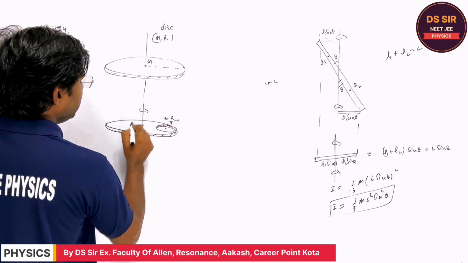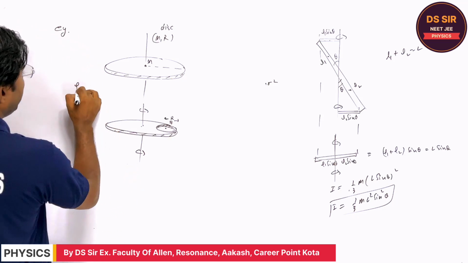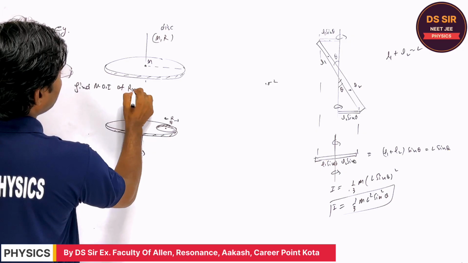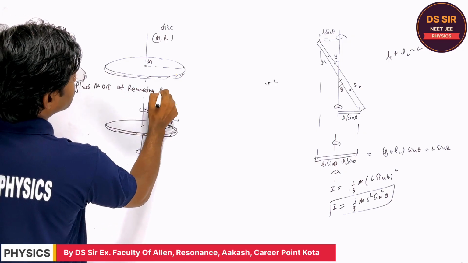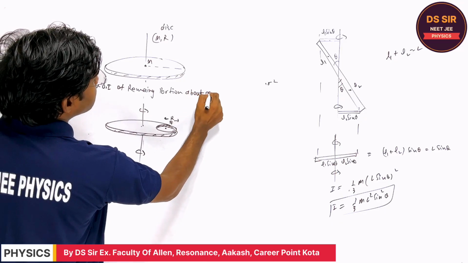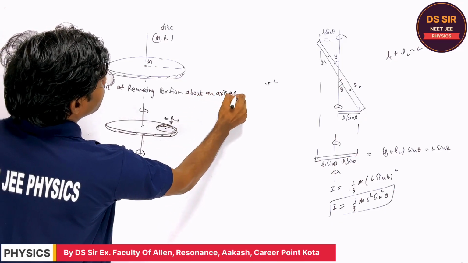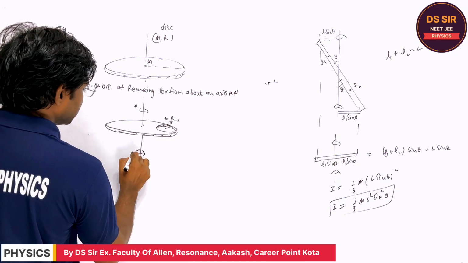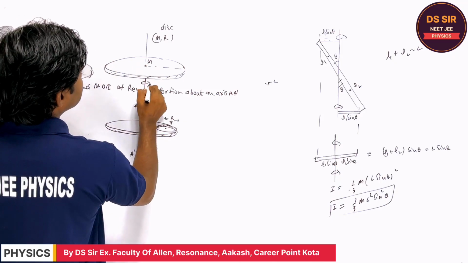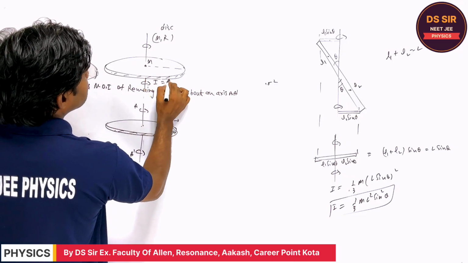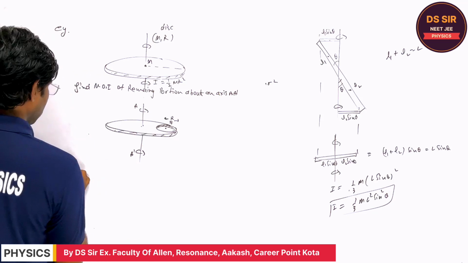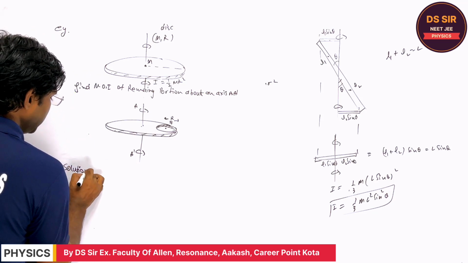So you have to find the moment of inertia of the remaining portion about an axis AA dash. This is the question. Initially, before cutting, what was the moment of inertia about AA dash? You tell, say 1 by 2 mr square. Now some portion is removed, you have to find the moment of inertia of remaining portion. You understand this thing or not? You tell.